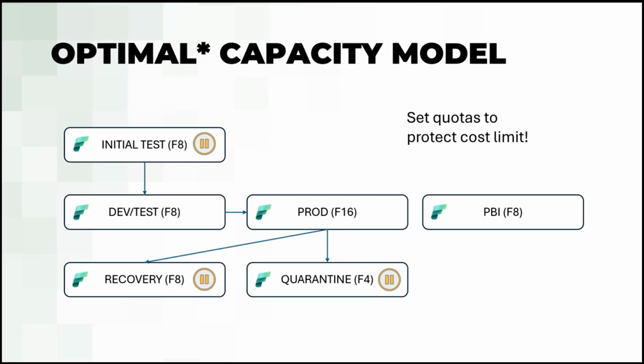And always remember, if you're not actually implementing this capacity, if you're just looking after the budget, set the quota so that the guys can't just initially use F64 anyway. So set that quota, make sure it's reasonable to your billing, and then you won't have any nasty surprises.